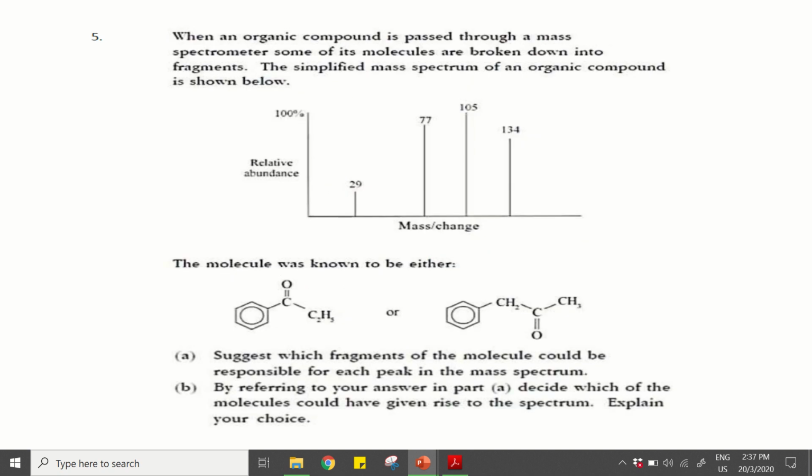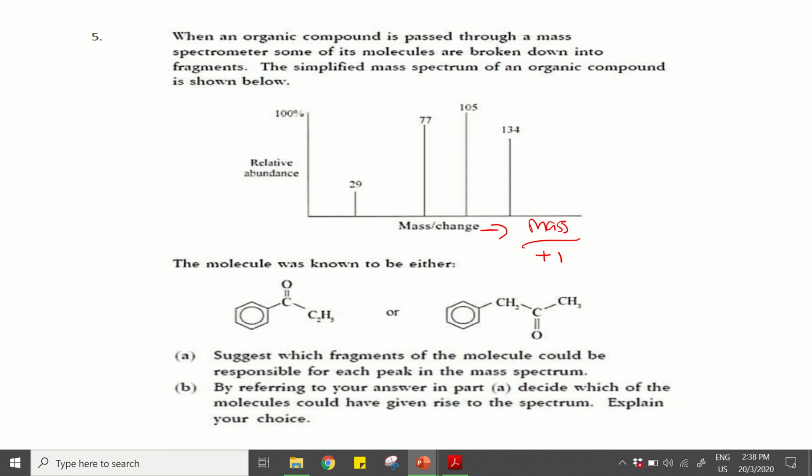Let's look at the last question. When an organic compound is passed through a mass spectrometer, some of the molecules are broken down into fragments. The simplified mass spectrum of an organic compound is shown below. Now we have all these ions: 29, 77, 105, and 134. Again, the mass to charge ratio here is assumed to be the mass over positive 1 by default unless they state otherwise. So the molecule is known to be either this one on the left or the one on the right, because these two share the same molecular formula but different structural formulas.